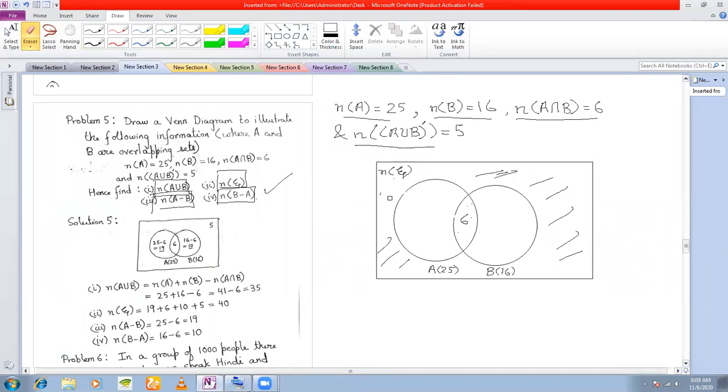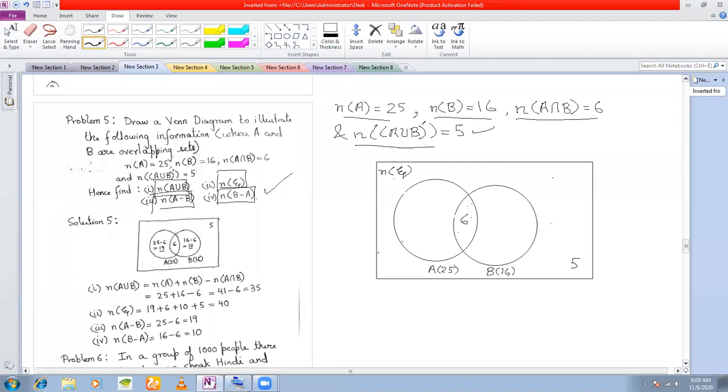If you don't remember, then look back. This is the region that represents A union B complement. The cardinality of A union B complement is given to be 5, so we'll write 5 here. You can also write 5 here or here, whichever place you want, but write it only once. So we have represented it with the help of a Venn diagram.